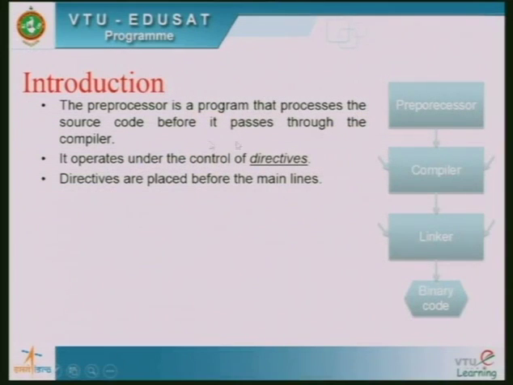The preprocessor is a program that processes the source code before it passes to the compiler. It operates under the control of directives. We are going to see most of the directives. Directives are placed before the main lines. When you have a C source program, you must all remember there is something called hash include stdio.h. That is what we are going to discuss today. People must have told you it is a header file, somewhere in the library, but we will see how to write something of that kind on our own, and what should be written in that. We will see that today.